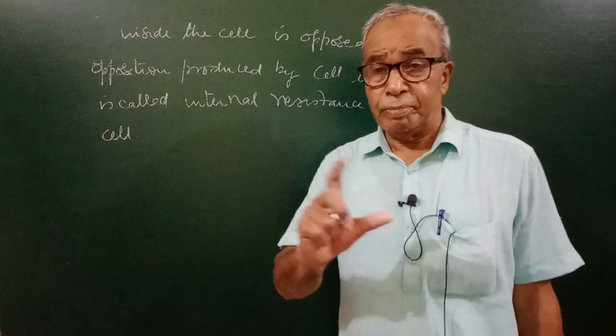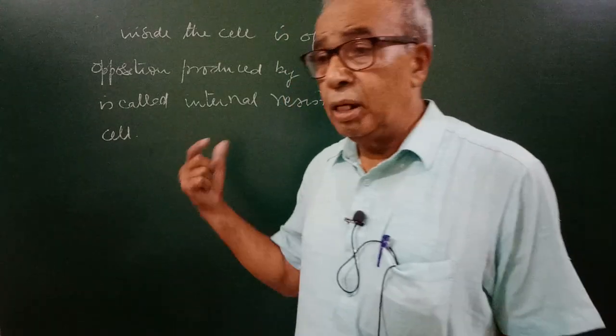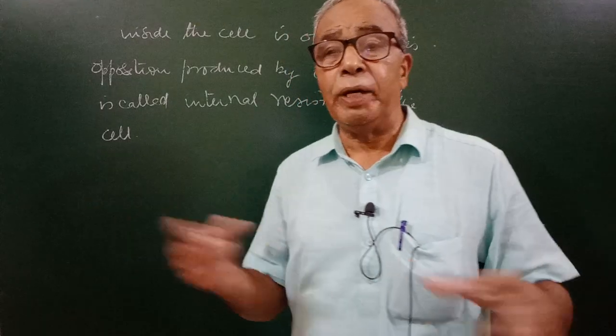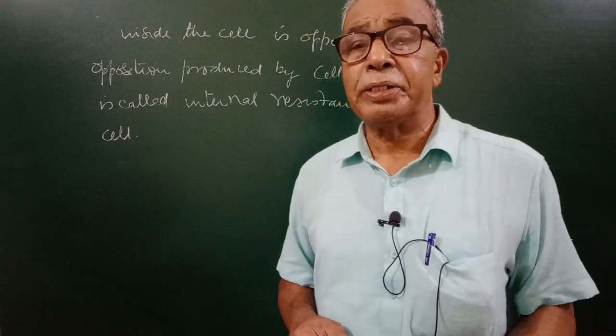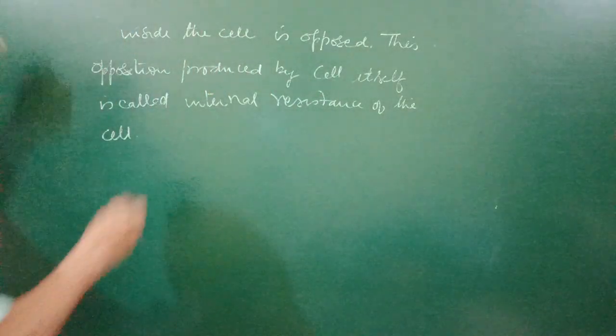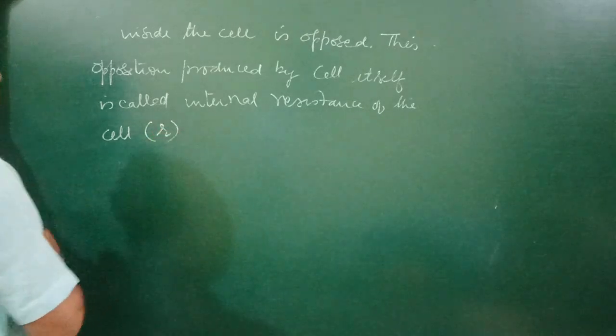Now, the internal resistance of the cell is a characteristic property of the electrolyte and electrode, but it is not a constant quantity. It keeps on varying. It depends on so many factors. And the internal resistance is denoted by small r.